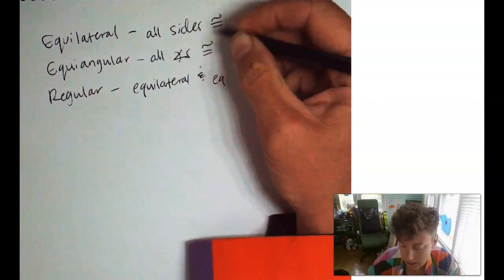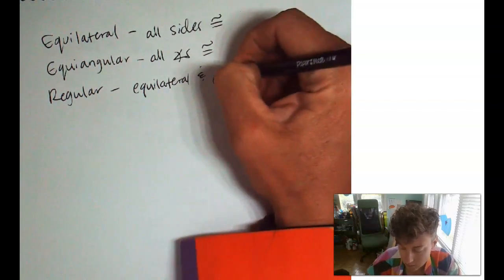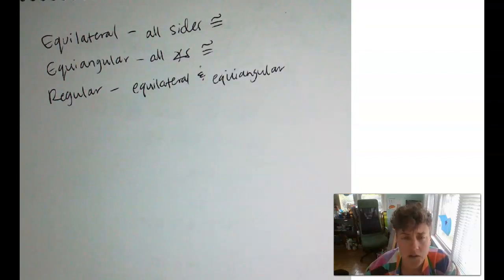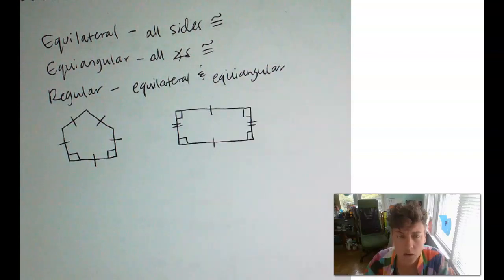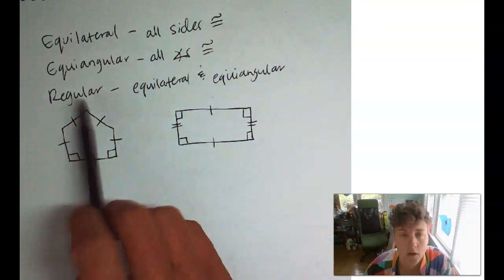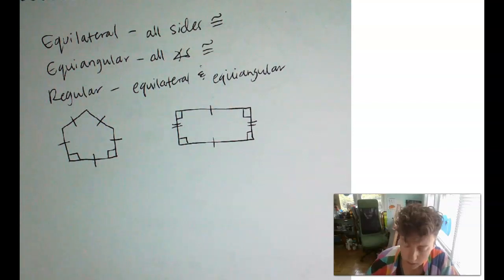Has all of its sides and all of its angles equal. Alright, so let's draw some pictures of some shapes and decide if they are equilateral, equiangular, or regular. We're going to name these polygons equilateral, equiangular, or regular if they are both. Now we're going to trust the markings on these pictures, not my drawings.